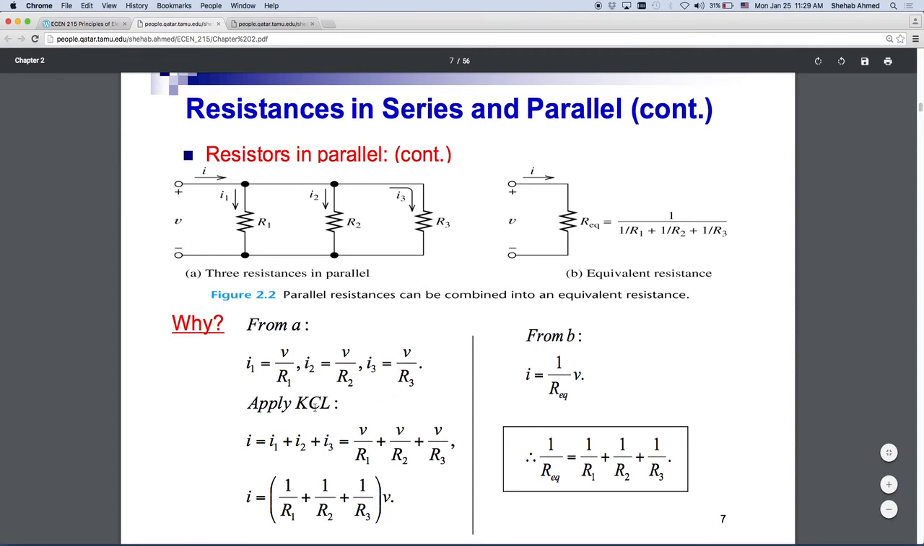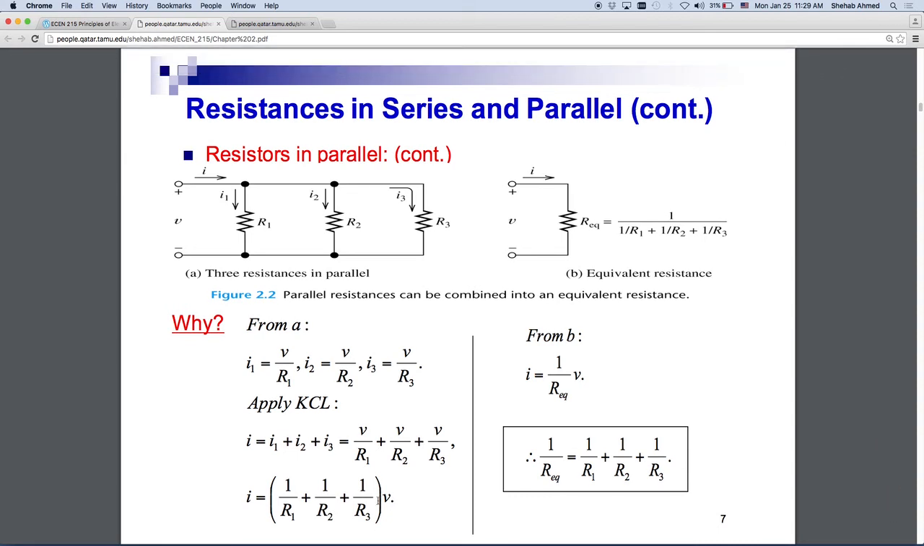Then let's apply Kirchhoff's current law at this node up here. Whatever is coming into the node is equal to whatever is coming out of the node. So I is equal to I1 plus I2 plus I3. We write this down and then we substitute what we have here for I1, I2 and I3. We will find that I is equal to, between parentheses, some value multiplied by V. And this is Ohm's law. V equals IR, right? I've just rewritten it.